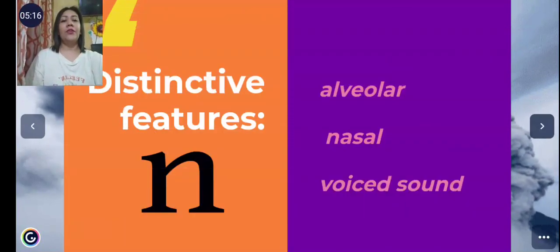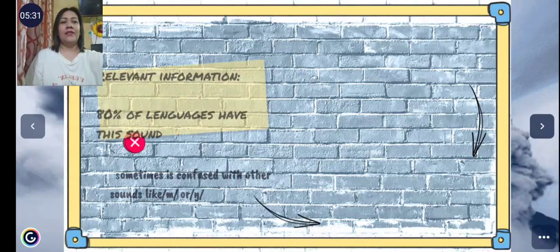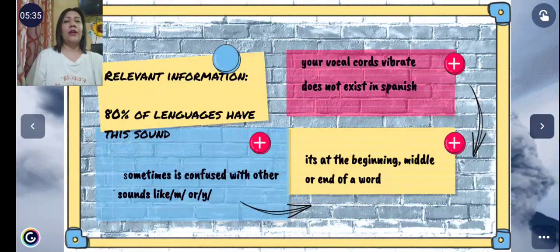Let's continue with more. Here we have some distinctive features about this sound. For example, its place of articulation is alveolar, its manner of articulation is nasal, and it is a voiced sound. Also, we have some relevant information about the sound. For example, this sound is used in the majority of the languages, or in 80% of languages in the world. So it's not so difficult for non-native speakers to pronounce it correctly. Now, sometimes it is confused with other sounds, so we need to be careful at the moment of pronouncing it.